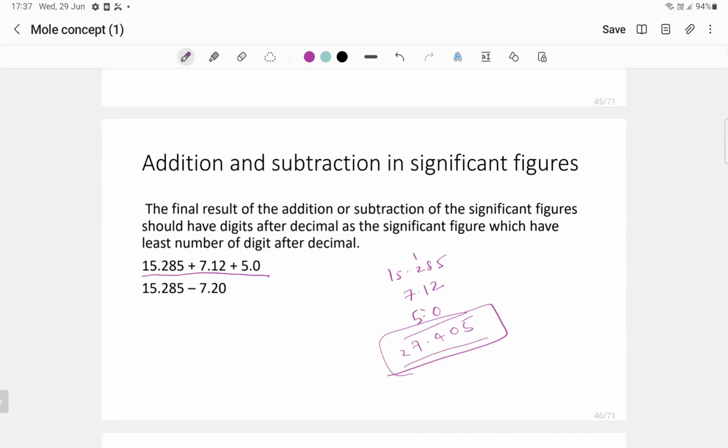7.40. Okay. In significant figures, how will you take the value? See, out of these three values, which one has the lowest significant figures after the decimal? 5.0. Having only one digit after the decimal, you have to consider that and you have to put 27.4. No round off, nothing else is needed. Just put, see, this is the lowest significant figure after decimal. So you have to round it off to 27.4.